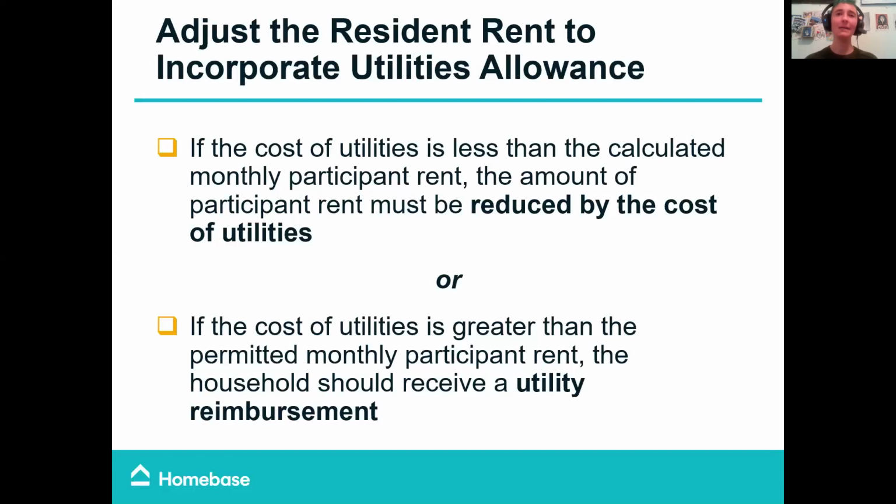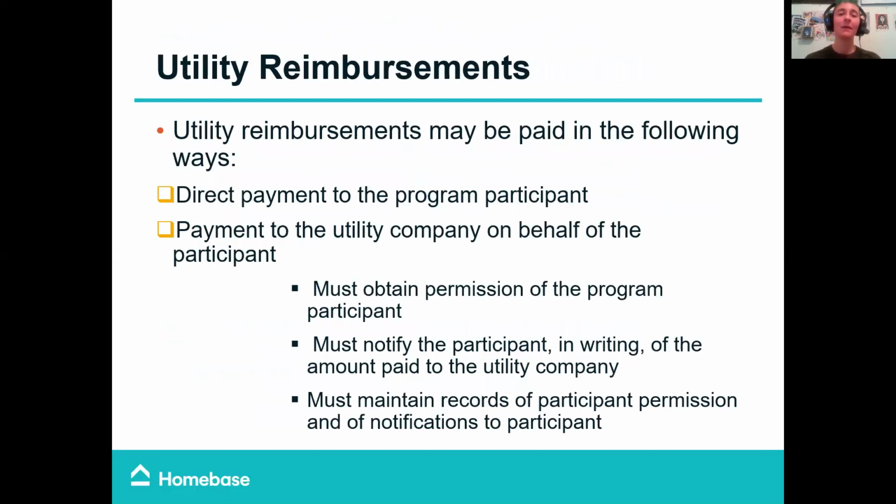The next couple of slides, so next slide, please. This goes over the ways that you can pay utility reimbursements. Unlike any other situation, where we typically don't make direct payments to program participants, in the case of utility payments, that's actually the default. You can make a direct payment to a participant if they qualify for a utility reimbursement. So the amount they're paying in utilities plus their rent is actually greater than what they should be paying, so you're paying them back a little bit, you're covering part of it.